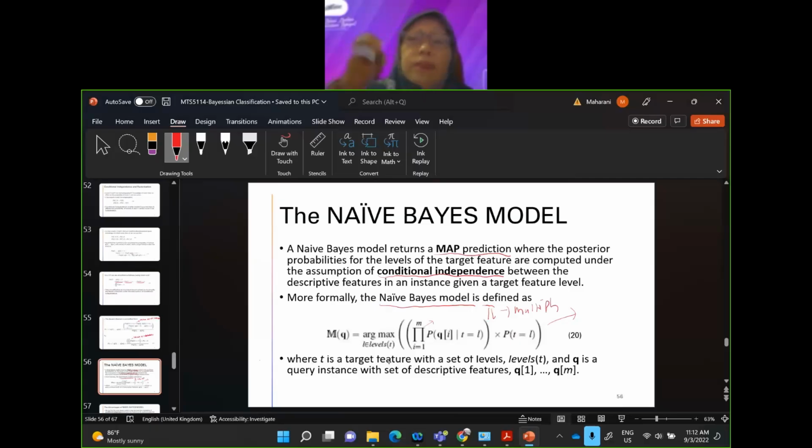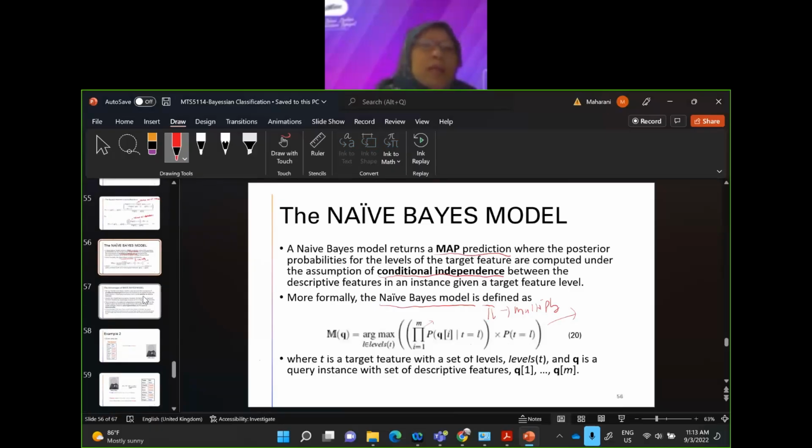So here we have the maximum. Maximum comes from the MAP, we use the maximum posterior. And this is the multiplication of each feature given the target. Lastly, we multiply with the probability of target equals L. Then it becomes simple.